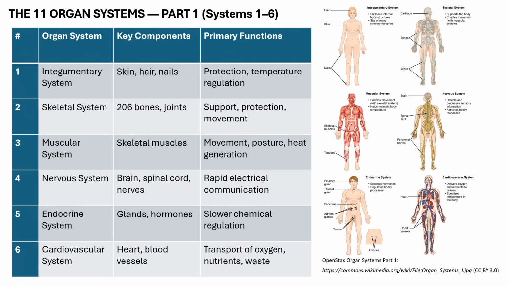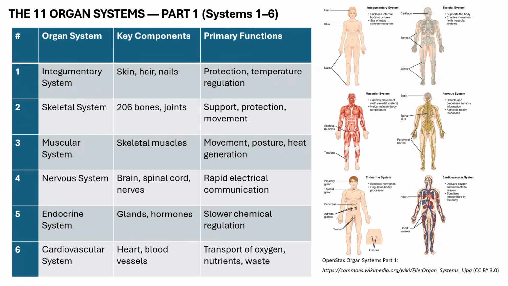Let us tour all 11 organ systems. The integumentary system is your skin, hair, and nails, your body's armor for protection and temperature regulation. The skeletal system is 206 bones plus joints, your framework for support and movement. The muscular system is your skeletal muscles, the engines of movement. The nervous system is your brain, spinal cord, and nerves, your body's communication network.